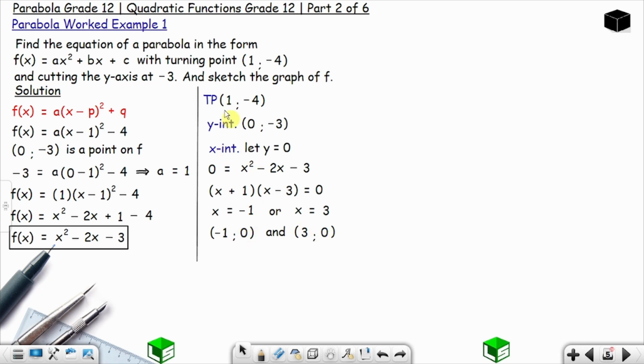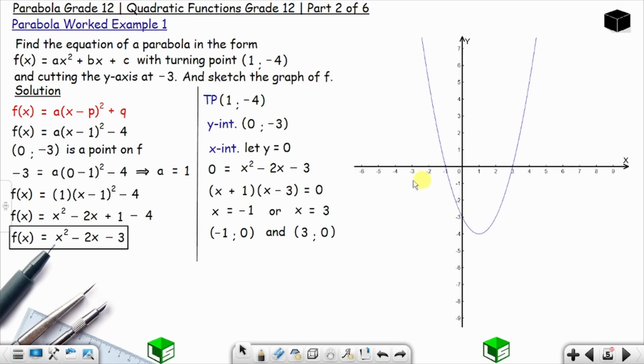Okay, now you have all the information that you need to draw the graph of f. Okay, so you can draw it. This is the graph. You can see this is your x-axis and this is your y-axis. You have the turning point there. At that point, the coordinates are 1 and negative 4, right? 1 and negative 4. There, you can see 1 and negative 4.